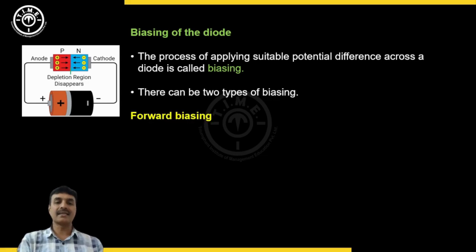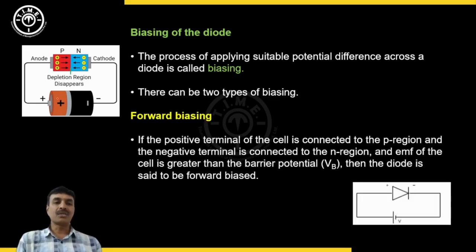In forward biasing, as shown here in the figure, the positive terminal of the battery is connected to the P region, and the negative terminal of the battery is connected to the N region of the diode. Then the diode is said to be in forward bias, provided the cell EMF is greater than the barrier potential, VB. The forward bias circuit symbol looks like this. This is the positive and negative of the battery. Positive is connected to the P region here, negative is connected to the N region.